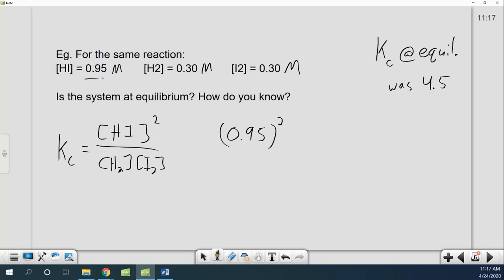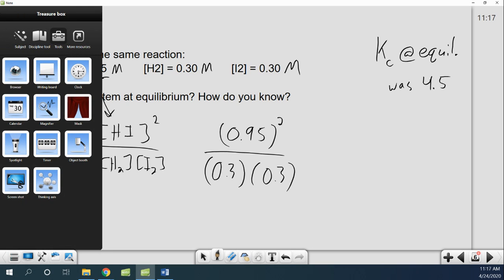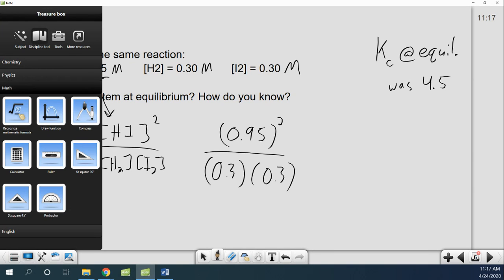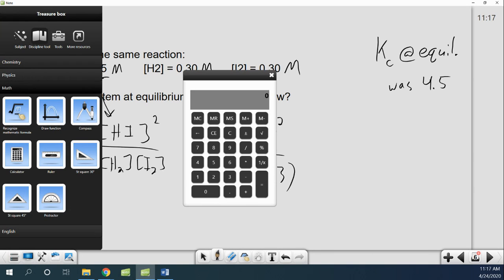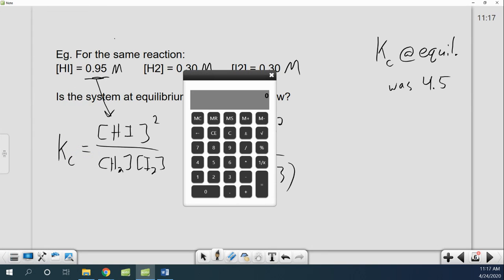I plug my HI in, and of course square it. I plug my H2 in. I plug my I2 in. And let's find out what happens here. All right, calculator. Why can I never find my calculator quickly? I need to be able to like hotkey this or something so it just pops up. All right.